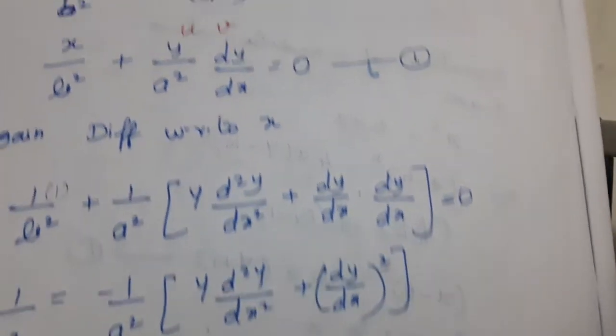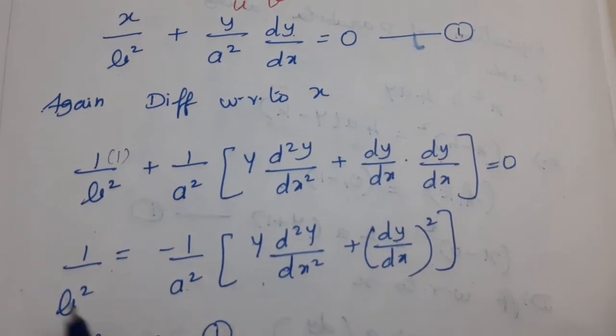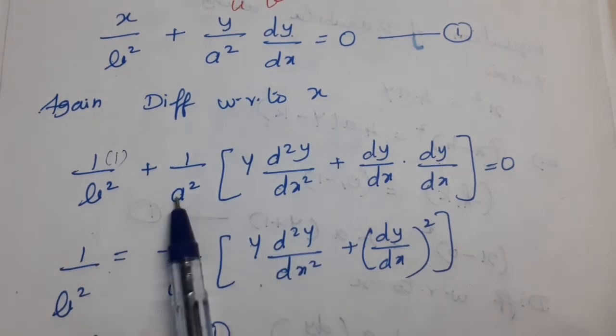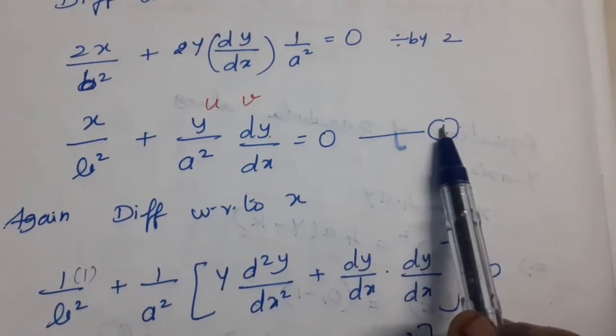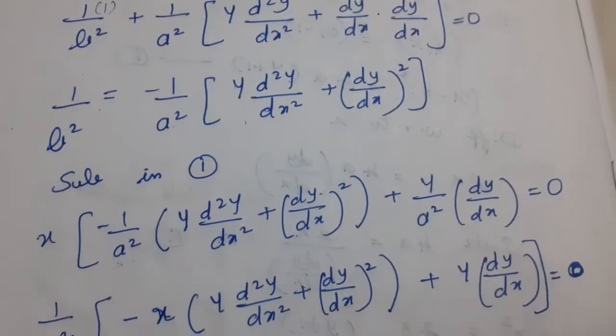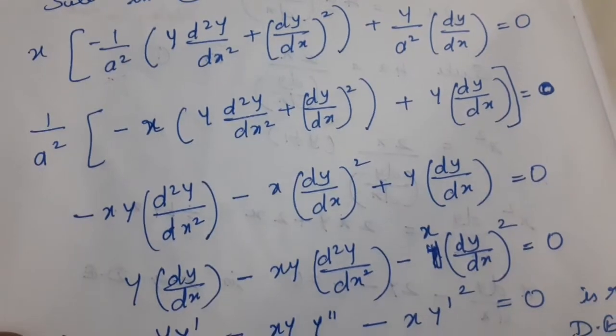Always we find 1 by b square as a constant after substituting in equation 1. Find the 1 by a square, differentiate, and you find the 1 by b square value. Substitute that 1 by b square in equation 1. After arranging the equation, we get the equation of the family of ellipses.